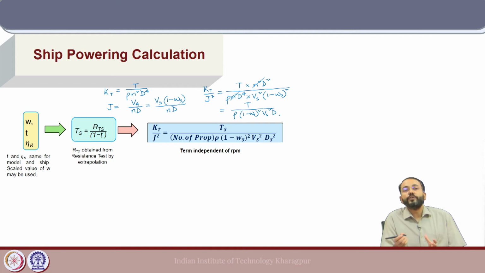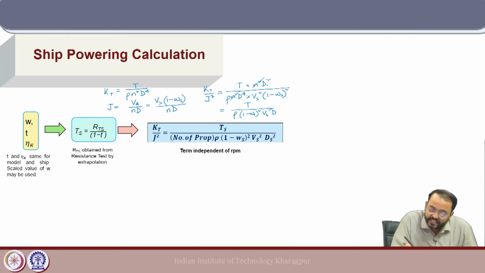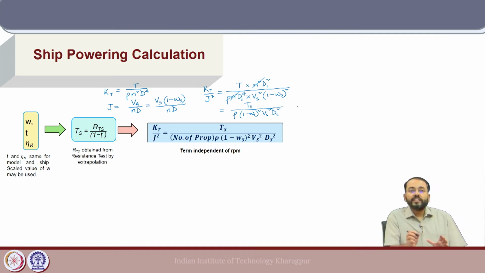Now, because we are doing it in the full scale, I can write Ds for the diameter, Ts for the thrust. So, this is matching with the expression shown here. One additional term here is the number of propellers. If this is a single screw vessel, this will be 1, but for a twin screw vessel, this number of propellers term will be 2.